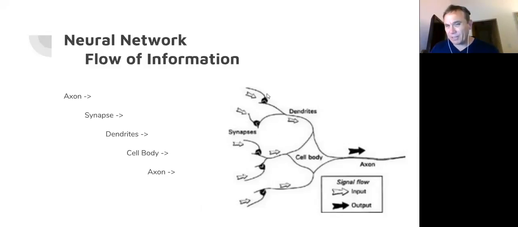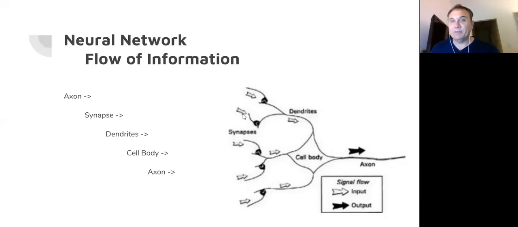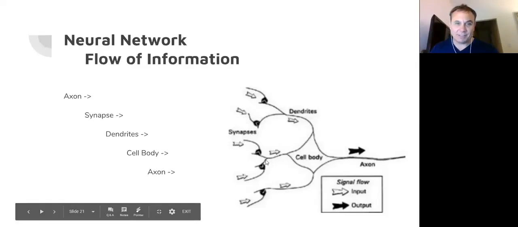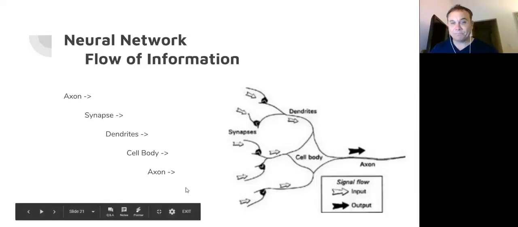So it depends on the strength of these synapses and the strength of these axons how much the last neuron will affect the next neuron. So basically it goes from an axon to a synapse, then the information flows to the dendrite and then into the cell body, and then out the axon, and the process starts over again. Very exciting. This is the part I love.